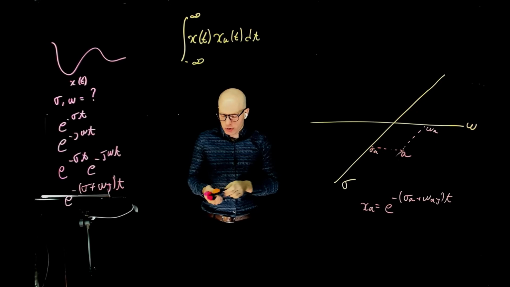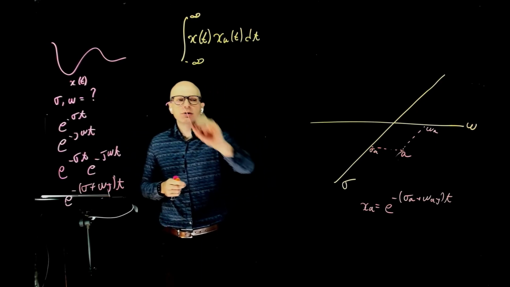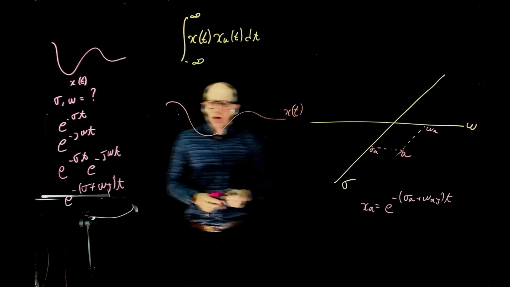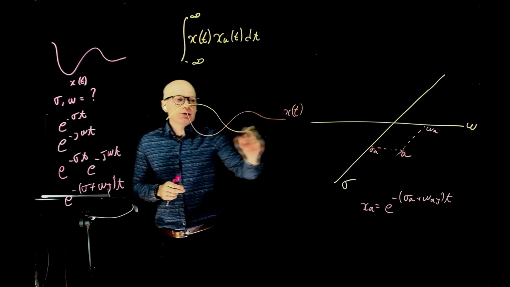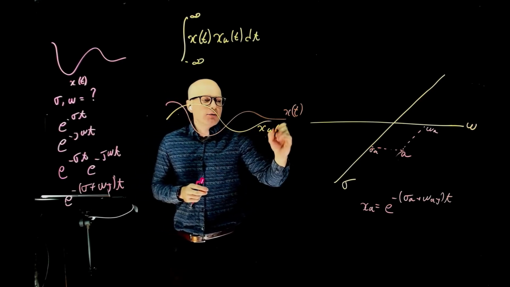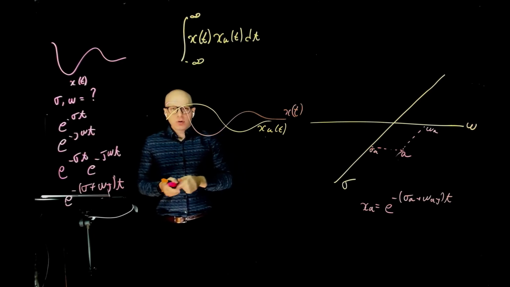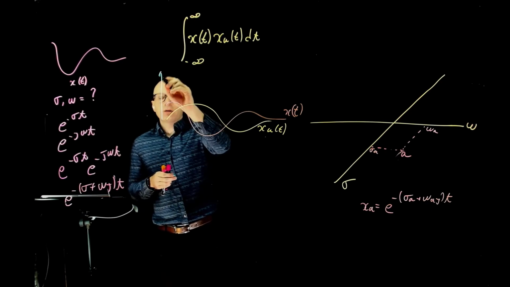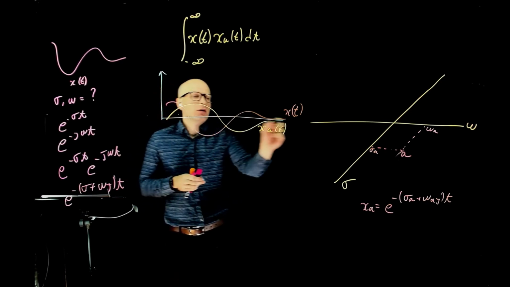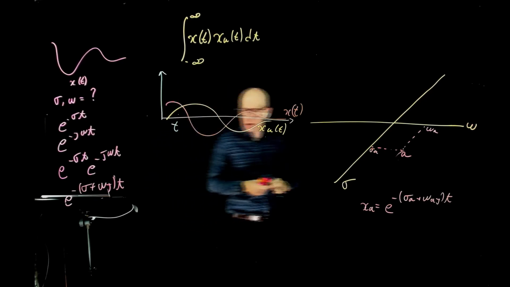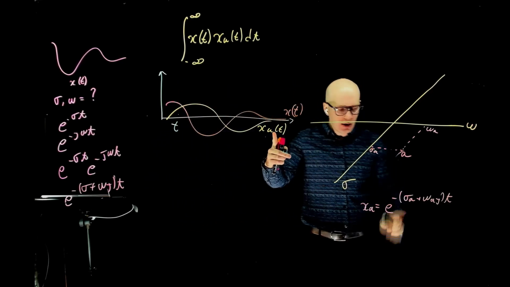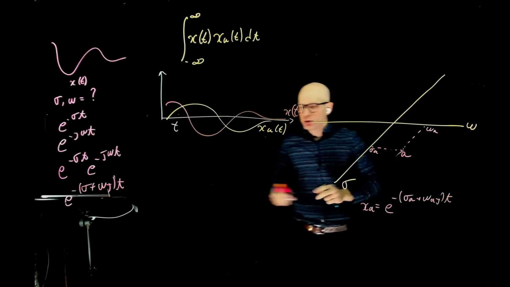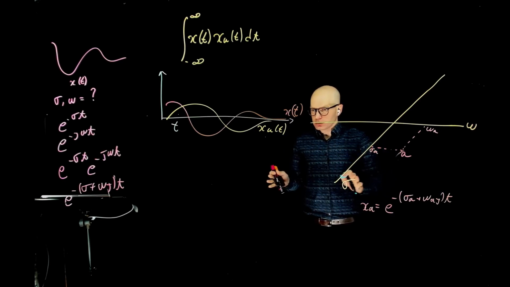How does this comparison work? Let's recreate the signal here. This is the signal we had, x of t. And the signal that we created here, I don't know what it is, let's assume that it's something like this. This is xA of t. And let's create an axis here. This is the magnitude, and this would be the time. So this is xA that we created by picking this point, a random combination of sigma and omega. This is x of t, our original signal. All good so far?